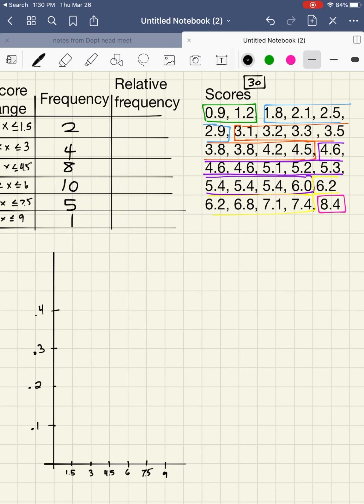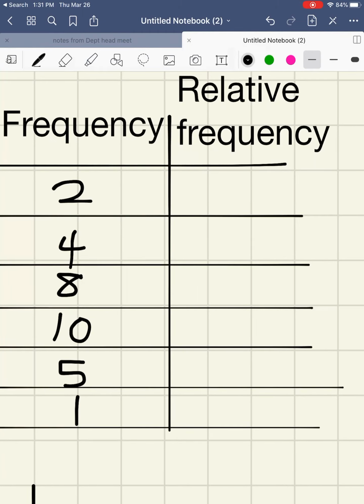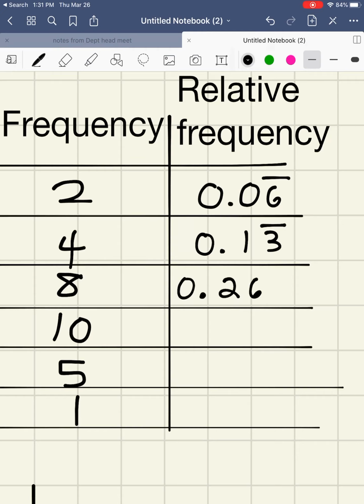Now we have a third column in this chart, and that is the relative frequency. Relative frequency is the percentage as a decimal. So we know there are 30 scores. We're going to take the frequency and divide by 30. So 2 divided by 30 is 0.06, with the 6 repeating. 4 is 0.13, with the 3 repeating. 0.26, with the 6 repeating. 0.3.